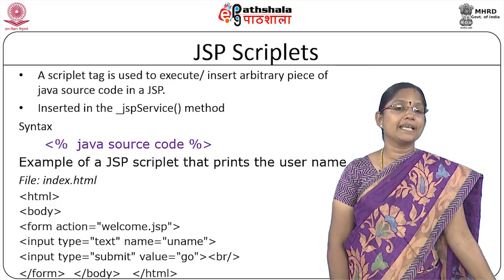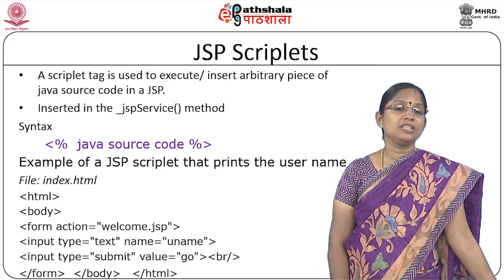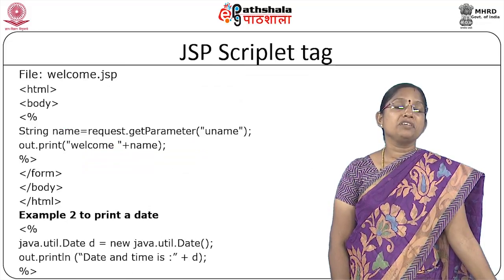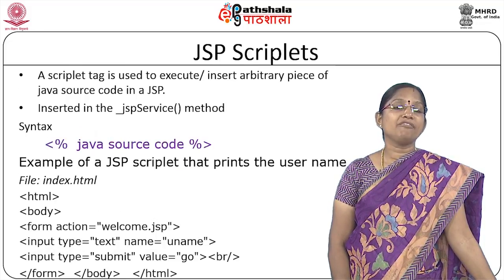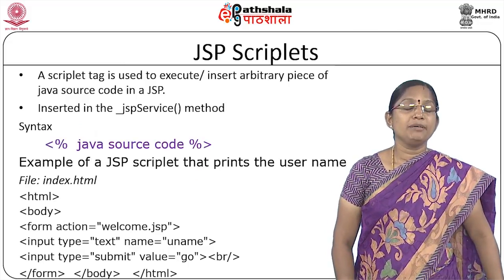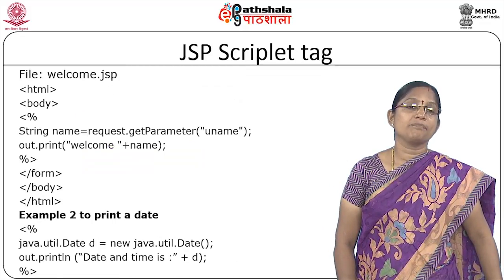Now you look through an example. In the example, first an HTML page has been created. It is a form whose action is going to call a JSP page called welcome.jsp. In the input type, text has been received; the text is going to be a username, and one submit button is available. Once the submit button has been pressed after providing the username, the corresponding action taken will be welcome.jsp.